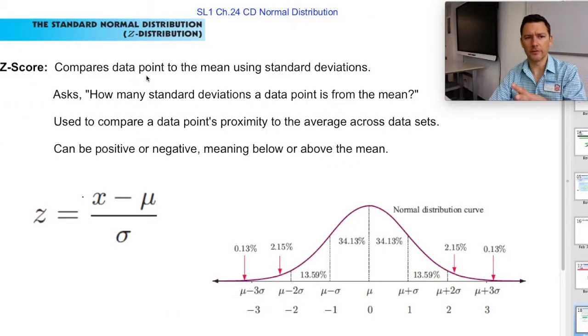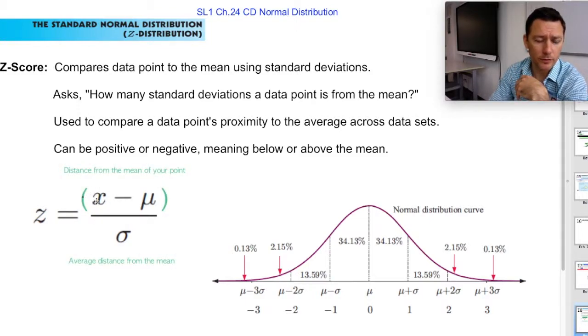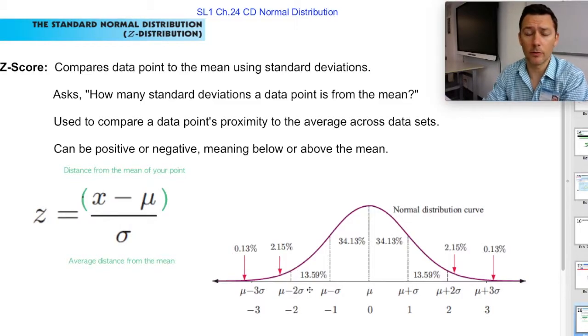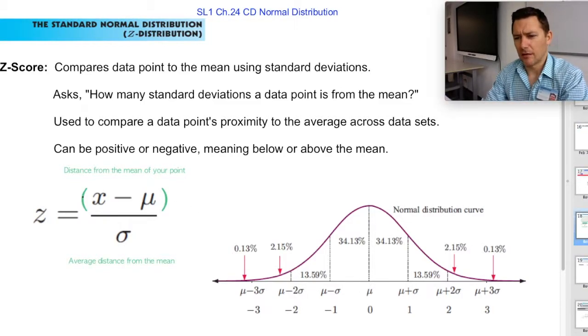So z-scores compare a data point to the mean using standard deviations. Again, how many standard deviations is this point away from the mean? So it's a lot of scary looking math, but really the z-score is your score minus the mean, divided by the standard deviation, and it tells you how many standard deviations from the mean you are, above or below. If it's positive, it means you're above the average, and if it's a negative z-score, it means you're below the average. So may your z-scores always be positive, but they can't be for all of you.